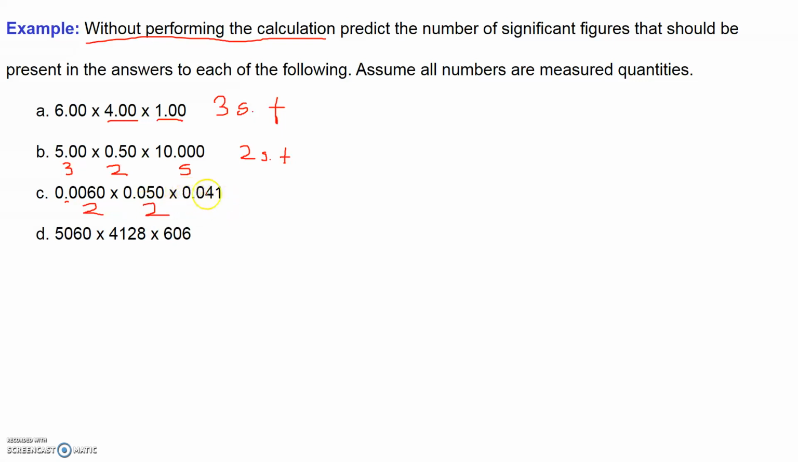And here, we've got these leading zeros, they don't count. And then I've got these two non-zero numbers, they do count. So I've got 2 sig figs, so my answer is going to be 2 sig figs.